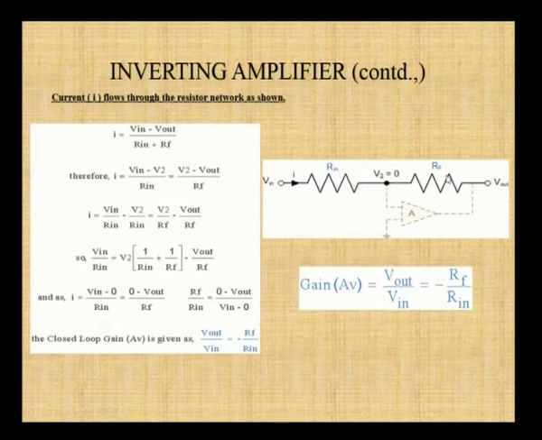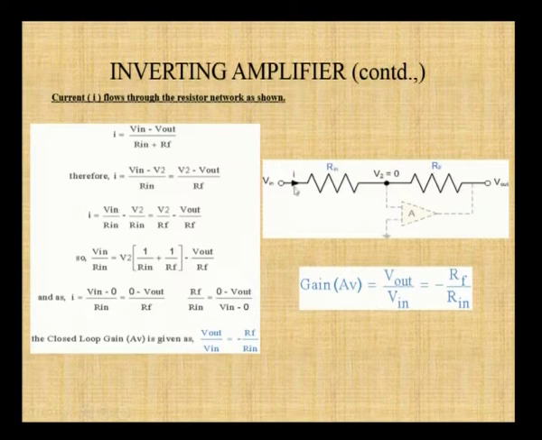When you see the circuit, the current flowing through the resistance Rn is assumed to be I, and the same current will be flowing through the resistance Rf because there is no current drawn by the input terminal of the operational amplifier.